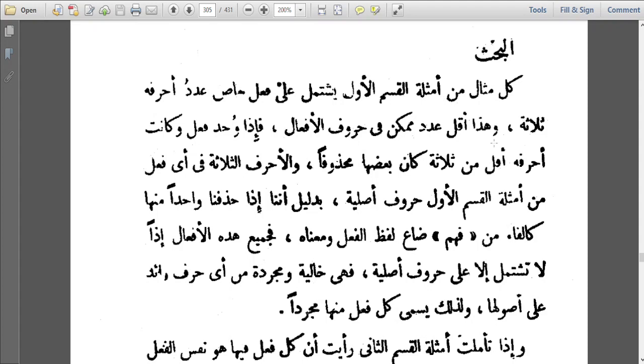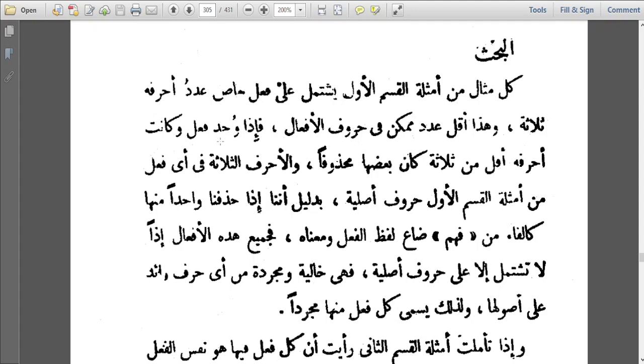And then it says وهذا أقل عدد ممكن في حروف الأفعال. And this is the least possible number in the letters of a verb. So the verb cannot have 2 letters. A verb cannot have just 1 letter. It's supposed to be 3 letters. That's the least you can have.